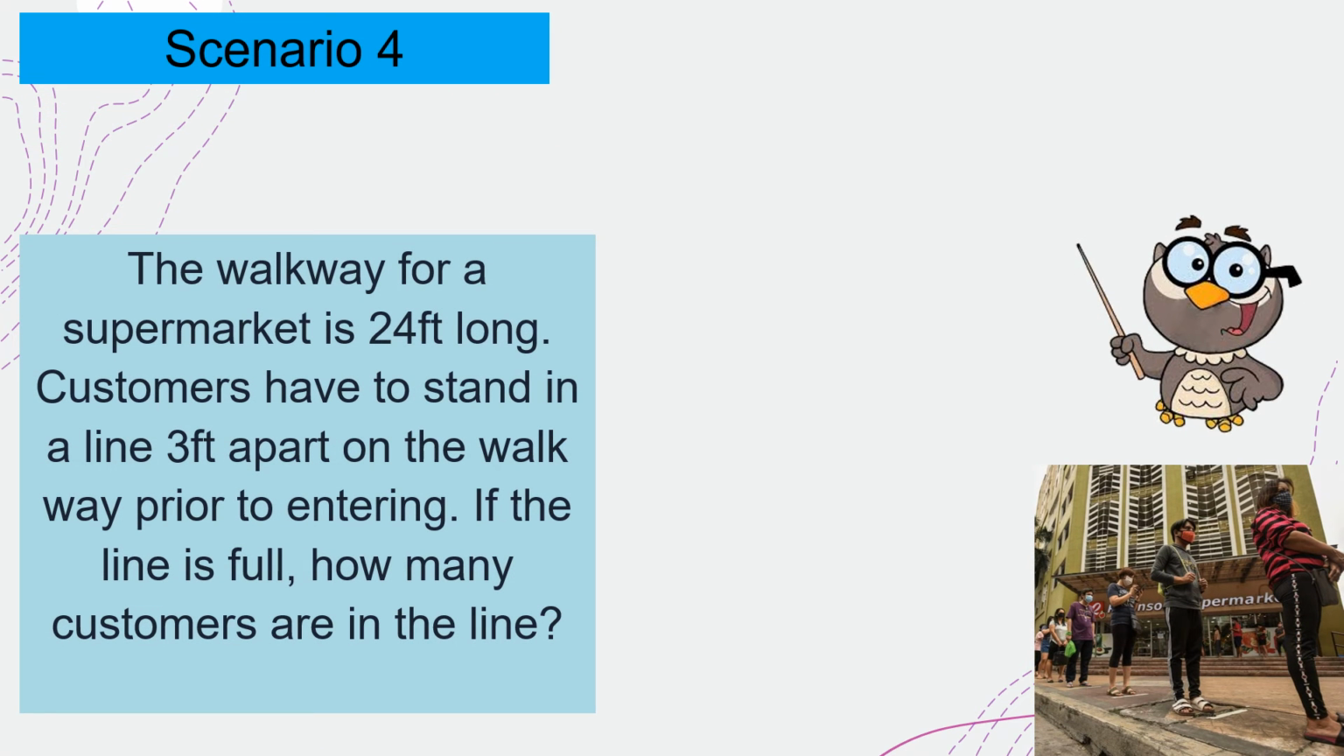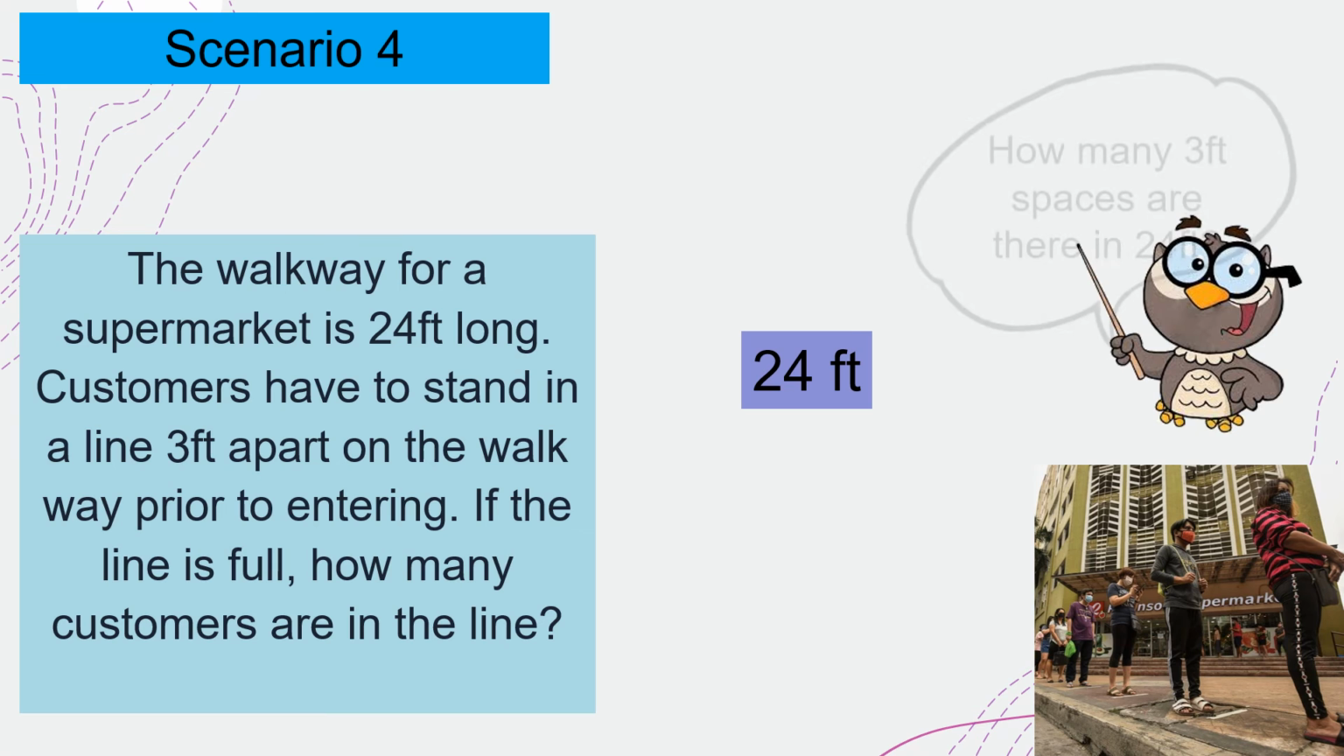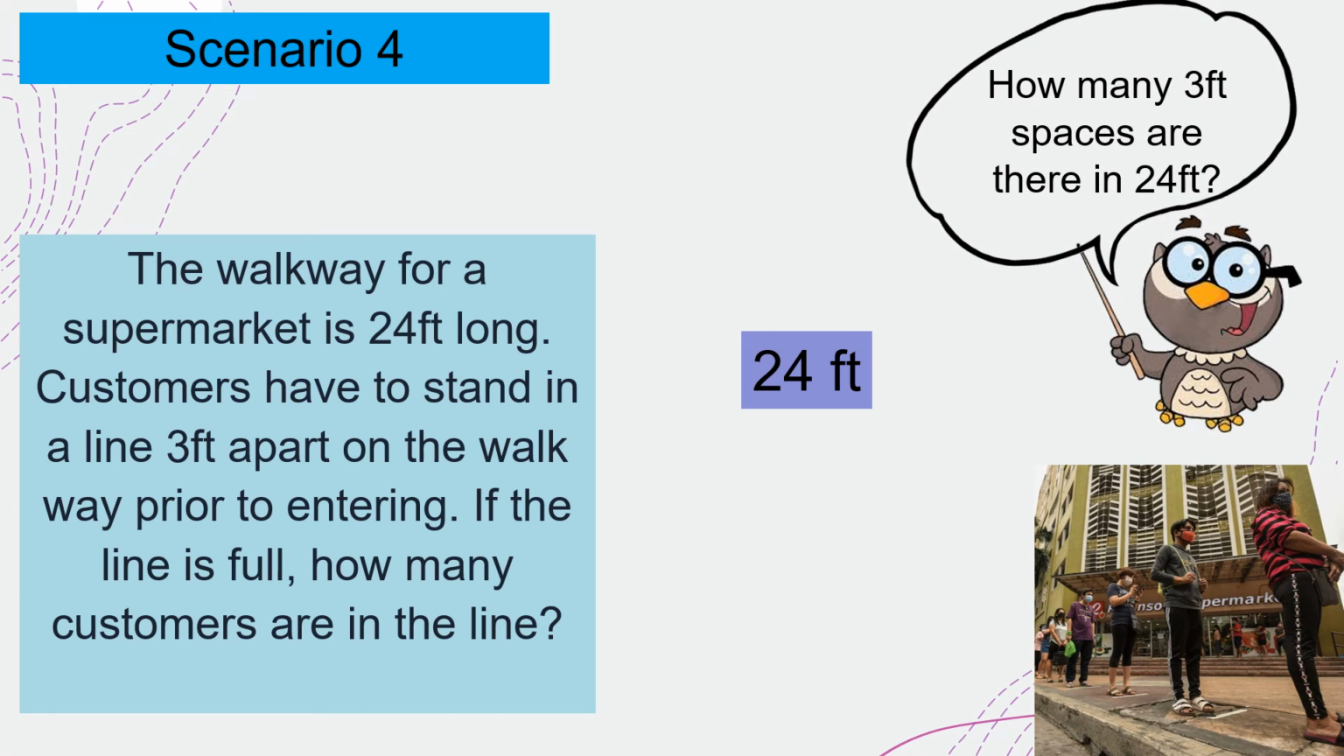The line outside a supermarket is made on the walkway, which is 24 feet long. Customers are instructed to stand 3 feet apart while waiting in the line. If the line is currently full, how many customers are waiting in line? First, let us identify the quantities in our problem and the context in which they are stated. The walkway is 24 feet long. Customers should be 3 feet apart from each other.